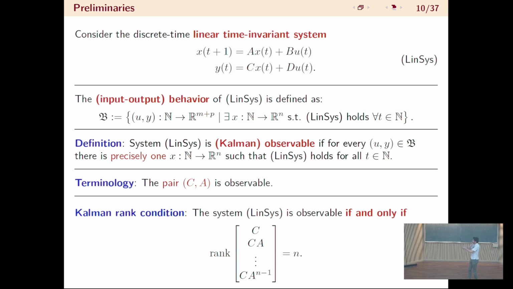Well, there is also a Kalman rank condition for observability, and that's the following. The system that we had above is observable if and only if the rank of this particular matrix, which I construct from C, C times A, up to C times A to the power n minus 1, is equal to n. And since observability only depends on the matrices C and A, we sometimes say that the pair (C, A) is observable, instead of saying that the linear system is observable.